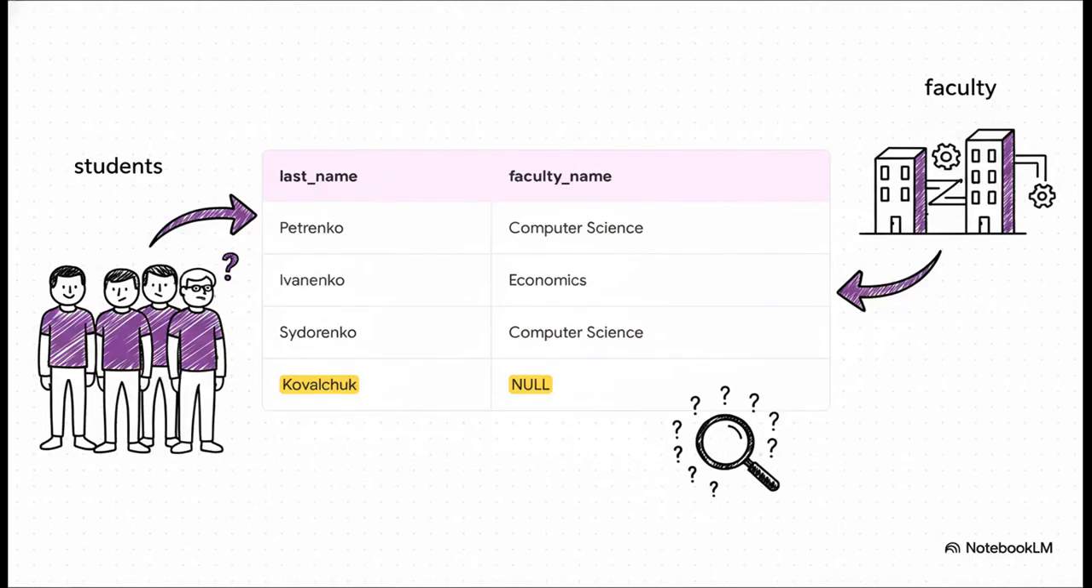And look at the result. Because we started with the students table as our left table, everyone is here. Petrenko, Ivanenko, Sidorenko, and there he is, Kovalchuk. Since he didn't have a matching faculty, the faculty_name is just null. This is incredibly useful for finding things like, say, customers who haven't placed an order yet.